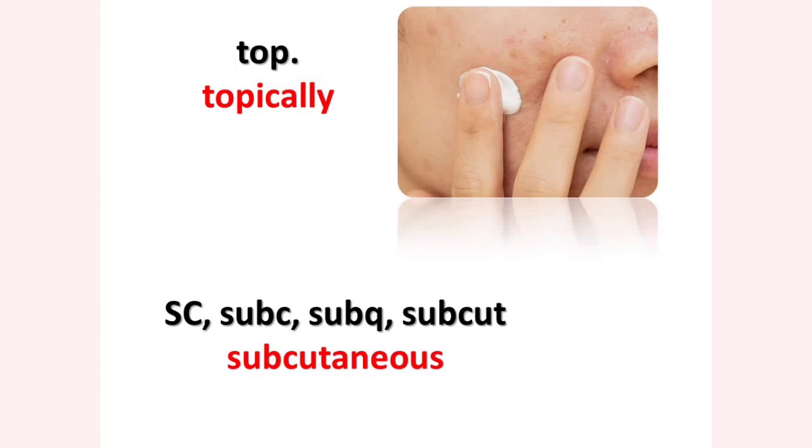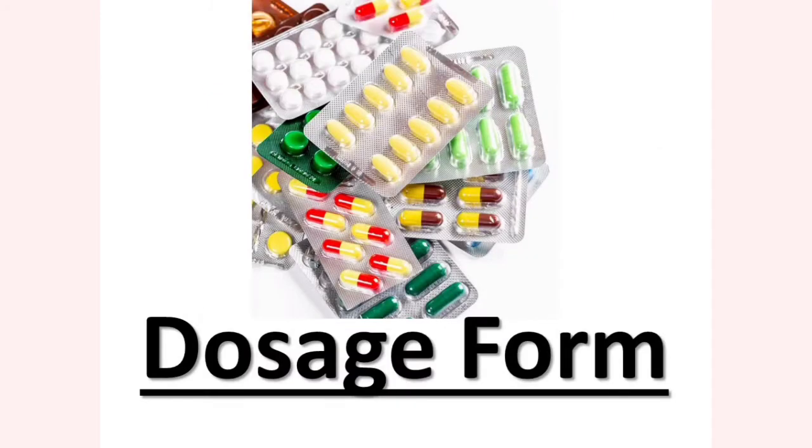If you are applying some creams or ointments on the surface for the local as well as systemic effect, then the doctor will prescribe it as topically, that is TOP in the abbreviated form, which means topically. And now we are going to learn some abbreviations which are used for the dosage form.